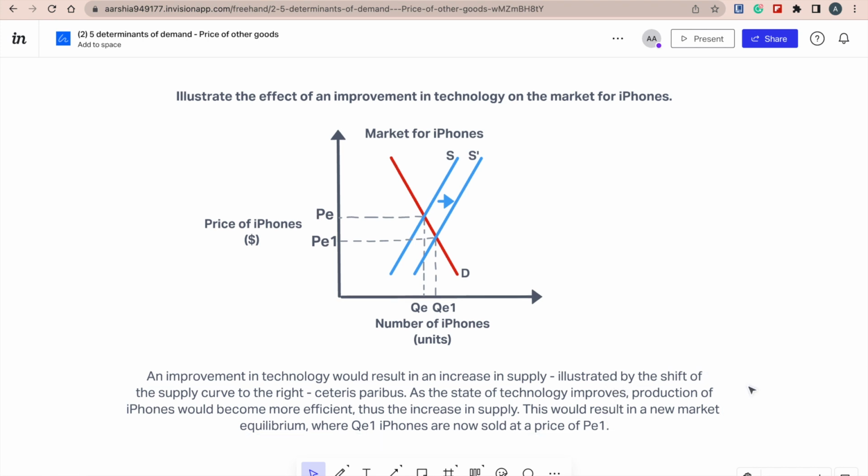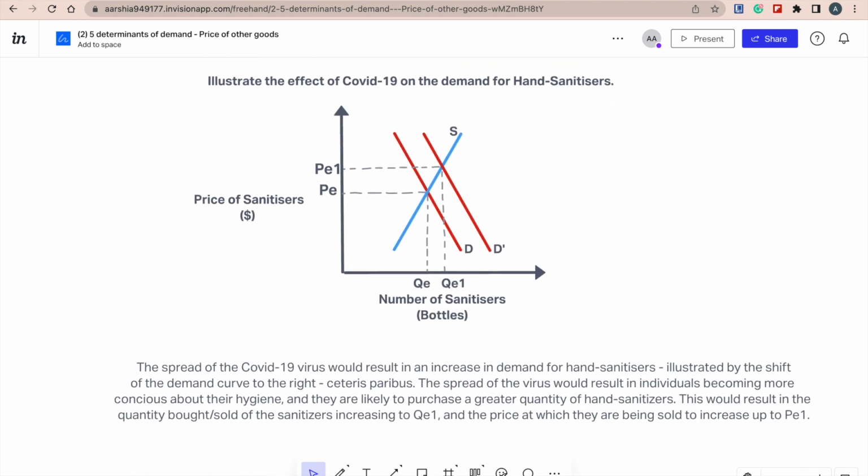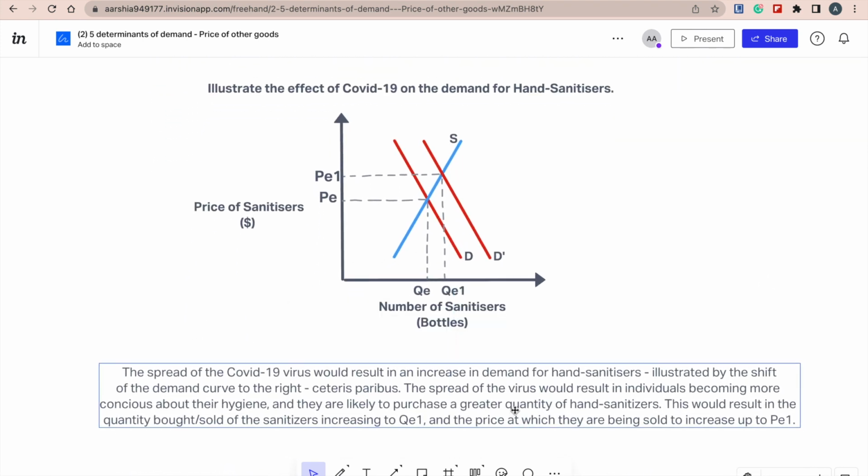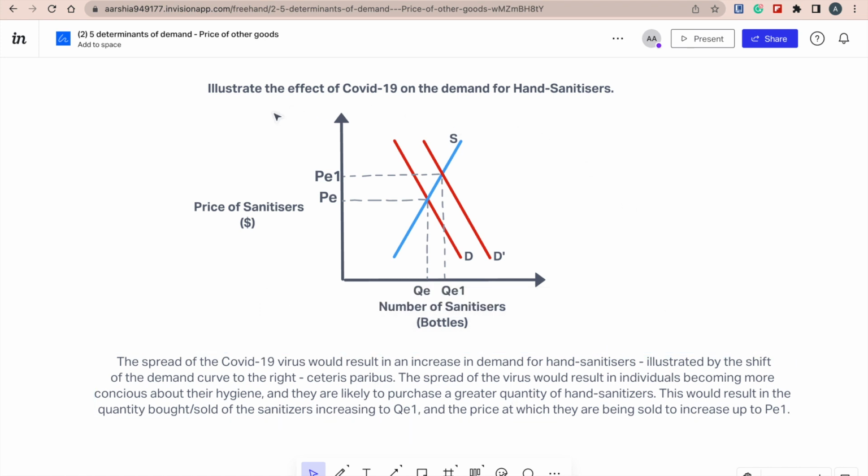Let's try another practice problem. Illustrate the effect of COVID-19 on the demand for hand sanitizers. First, let me add a graph title, market for sanitizers. And here we have the supply curve and the demand curve plotted. So this gives us the market equilibrium with PE and QE.